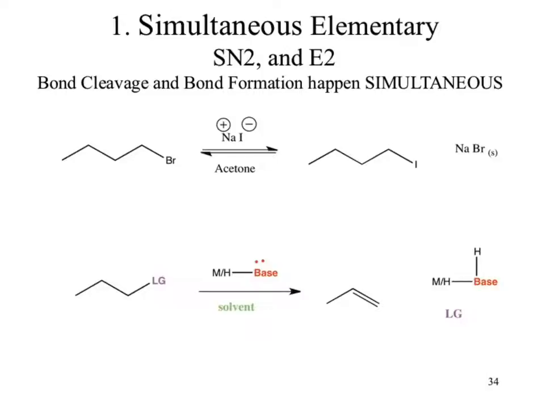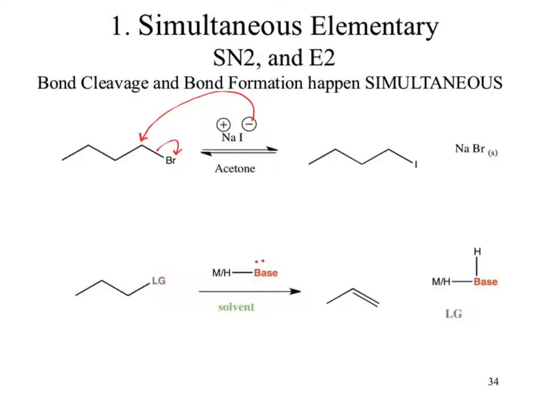Thanks, Tristan. If we take a look at the simultaneous elementary steps, this is the SN2 and the E2. Bond cleavage and formation happen at the exact same time. So if I had to add curved arrows to the top of these, I need the electrons from my iodide to come in at the exact same time as my leaving group leaves. So there's my curved arrows. One mechanistic step. Beautiful.